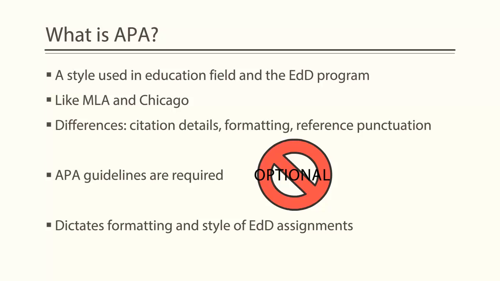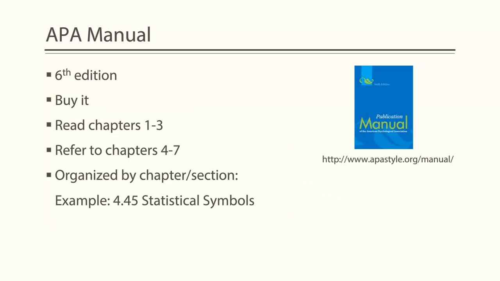This style will dictate the formatting and style of your assignments, both the discussion board and papers, in the EDD program. The most valuable resource is the APA Manual, the 6th edition. It is highly recommended that you purchase it. You can often find a great deal on an Amazon used copy.